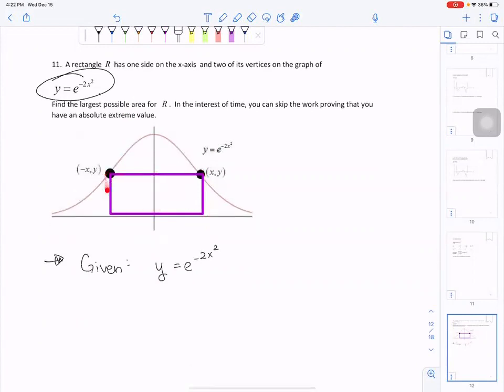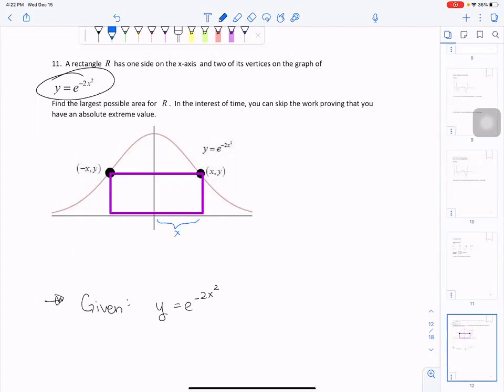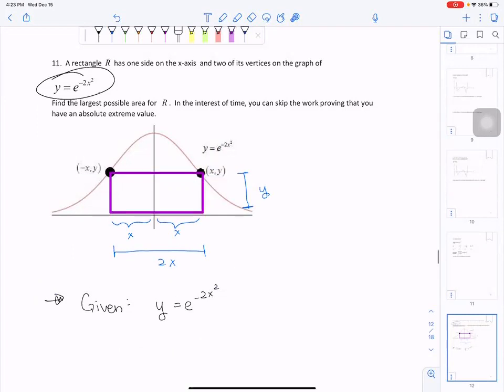To do our rectangle, let me label stuff so that we can actually use them. Notice how they call this coordinate x comma y, and this is negative x comma y. So we can consider this blue length as x, right? Because that's the coordinate x. This other coordinate, that's if you go x backwards, so this is also x. So the whole length of our rectangle right now is 2x. The whole height of our rectangle, we're going to call y, because that's the coordinate. It went x over, y up.